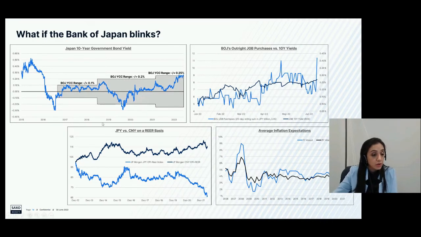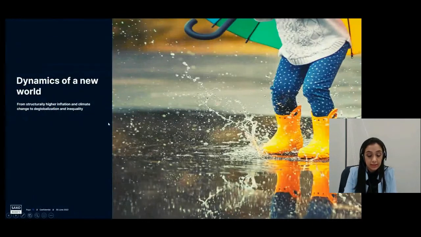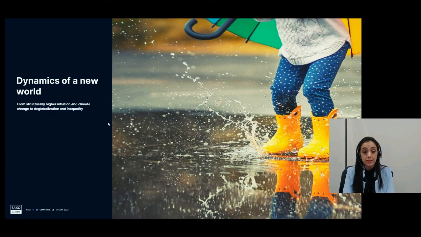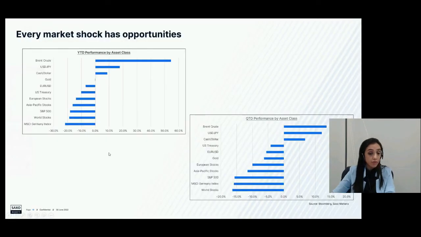Okay, moving along. So I think that concludes my discussion on the macro side and the market side in terms of US and global. But now I'm going to broaden out the discussion a little bit more and talk about this whole new world that we are in, where we are seeing this coordinated sell-off in bonds and equities this year. So all your 60-40 portfolios have been disappointing.